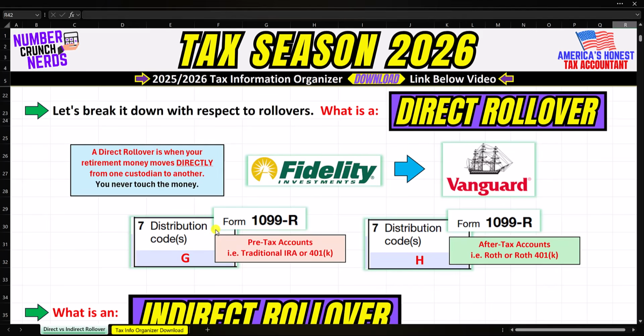So for direct rollovers on your 1099-R for pre-tax accounts, i.e. traditional IRAs or 401ks, you are going to see distribution code G that is specific to direct rollovers for pre-tax accounts. If we are talking about after-tax accounts, i.e. Roth IRAs or Roth 401ks, the distribution code you're going to see on the 1099-R is code H. Again, this code is specific to direct rollovers for after-tax accounts.